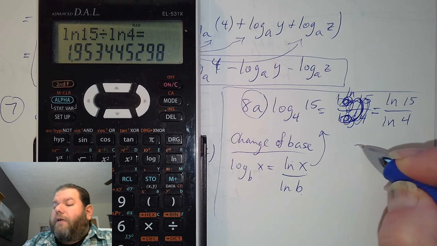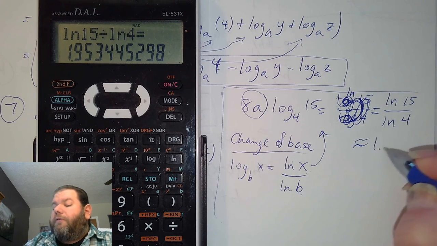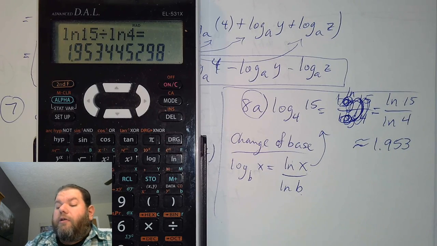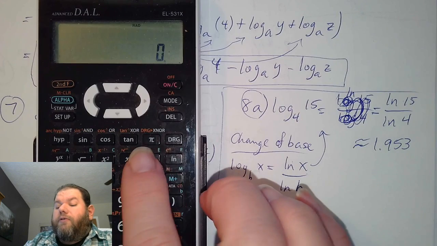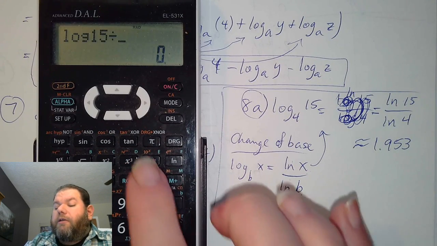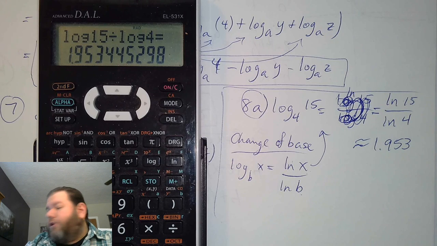So we get a value of approximately 1.953. Notice if we had chosen to use log of 15 divided by log of 4, we get the same answer. So it actually doesn't matter which way we go as long as we're consistent. That's the main thing.